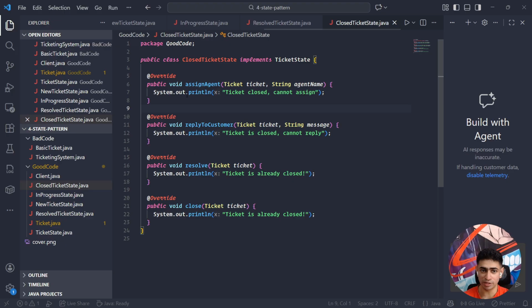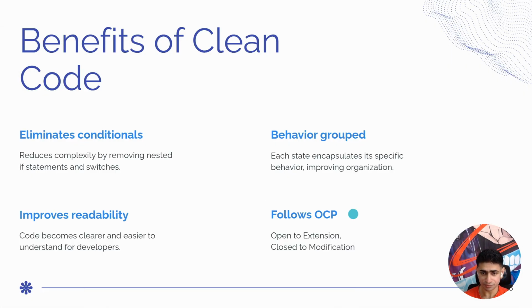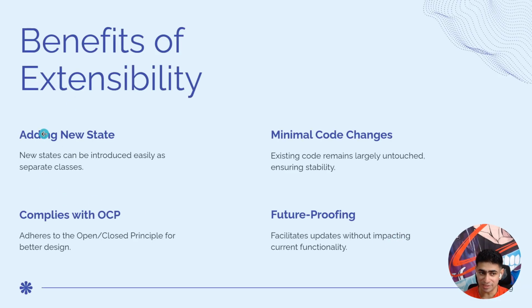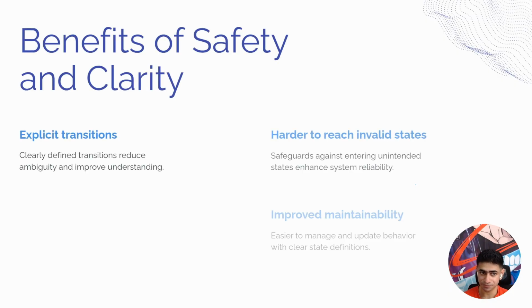What can a closed ticket do? It can assign, it can reply, whatever, right? And it follows open to extension, close to modification principle. Benefits, you can add a new state. As I told you, with minimal code changes, you can add new state, you can add new actions, and the existing code remains largely untouched. Very easy to extend, very future proof, and it also complies with OCP.